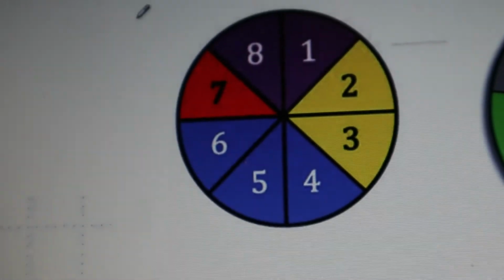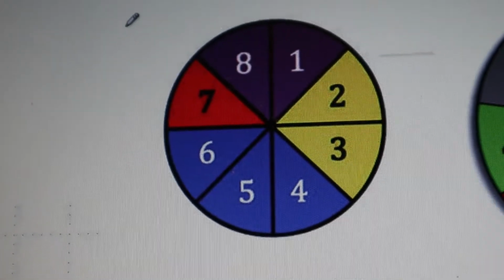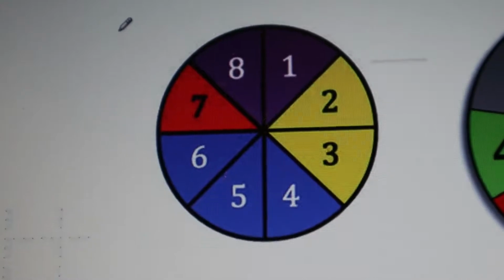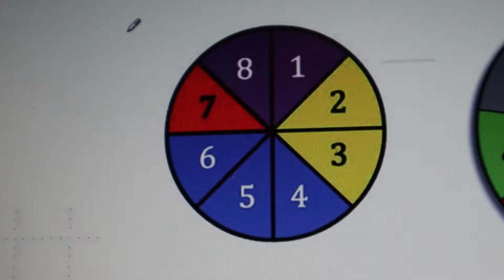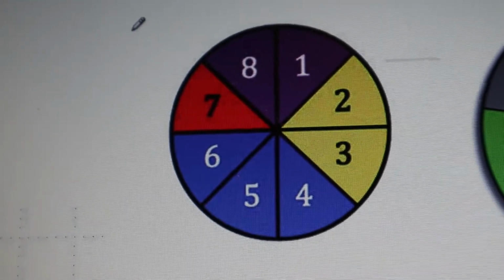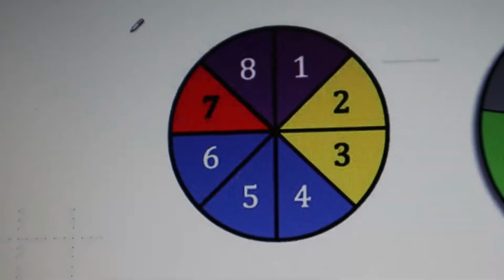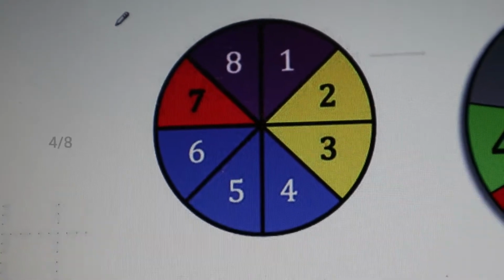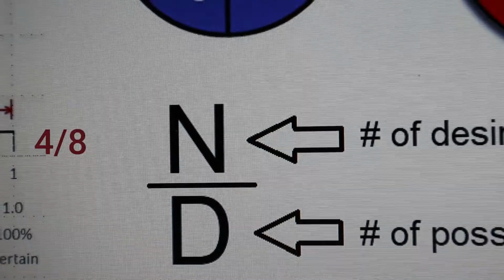Now, what if I asked you, well, what are the chances of spinning an even number? Well, you'd have to count the even numbers on the spinner, and that would be 2, 4, 6, and 8. So there would be 4 possible outcomes out of 8. So it'd be 4 over 8.